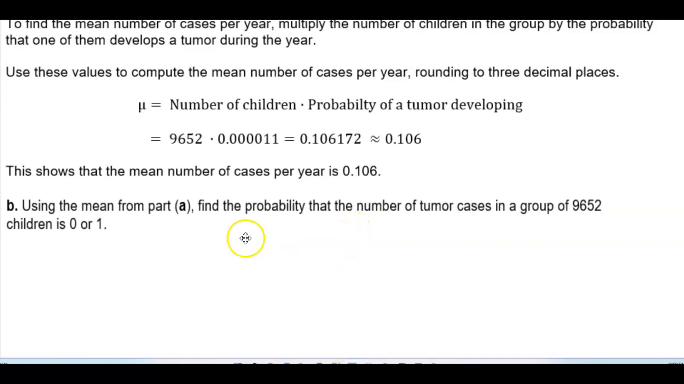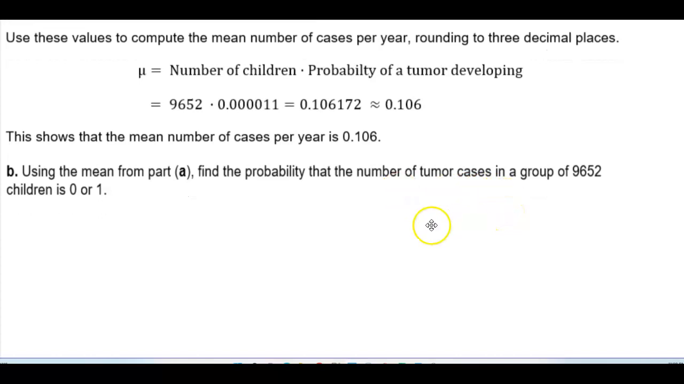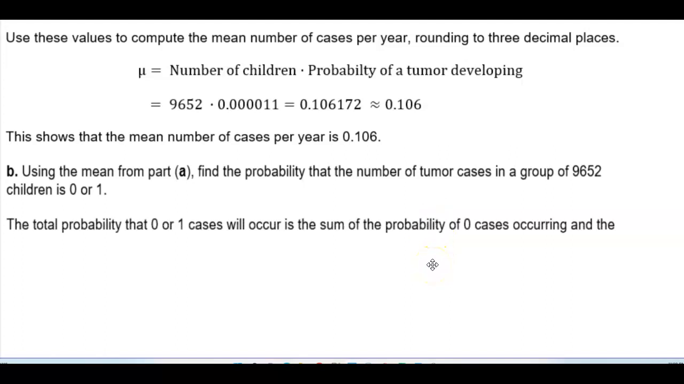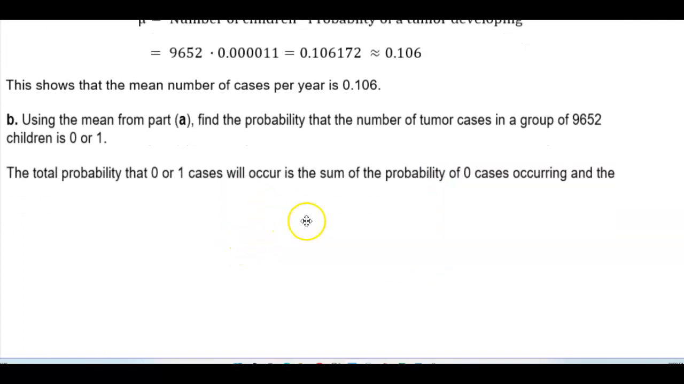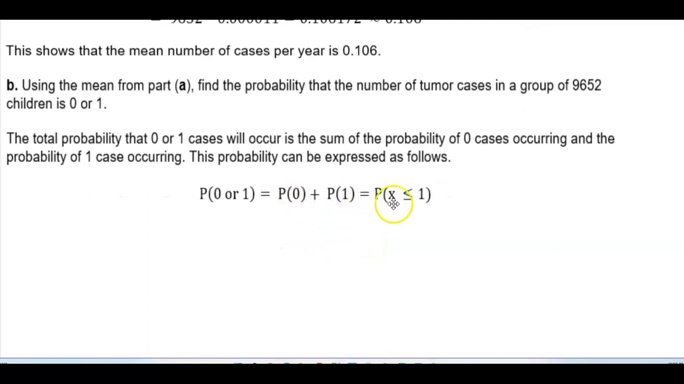Now, using the mean from Part A, find the probability that the number of tumor cases in a group of 9,652 children is 0 or 1. The total probability that 0 or 1 cases will occur is the sum of the probability of 0 cases occurring and the probability of 1 case occurring. And this probability can be expressed as follows. The probability of 0 or 1 is equal to the probability of 0 plus the probability of 1, which is also equal to the probability of x being less than or equal to 1.